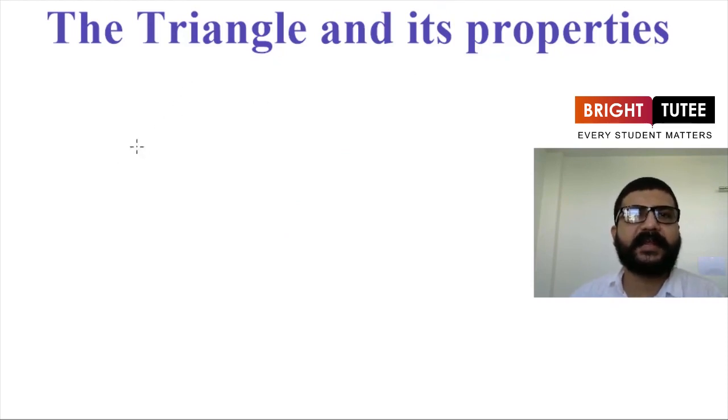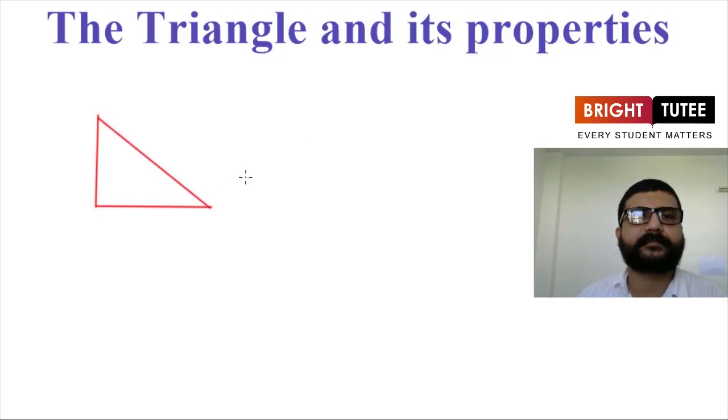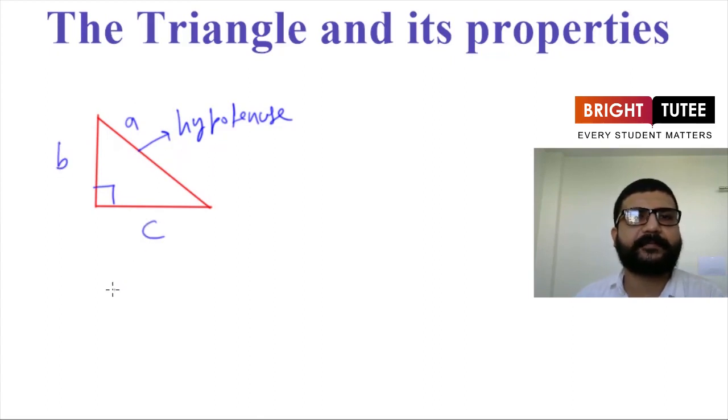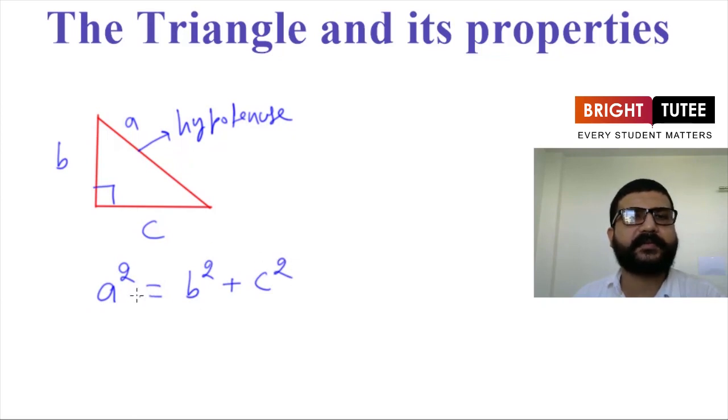So suppose we are having a right angle triangle like this. Now here this angle is 90 degree. So the side opposite to this angle will be the hypotenuse, that is, this side is the hypotenuse. Let this side be A and let the other two sides be B and C. Now according to Pythagoras theorem, A square is equal to B square plus C square. This is the Pythagoras theorem.